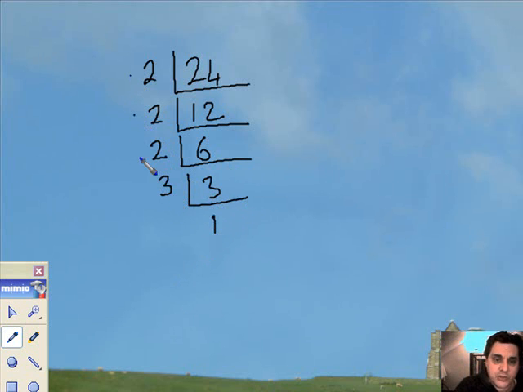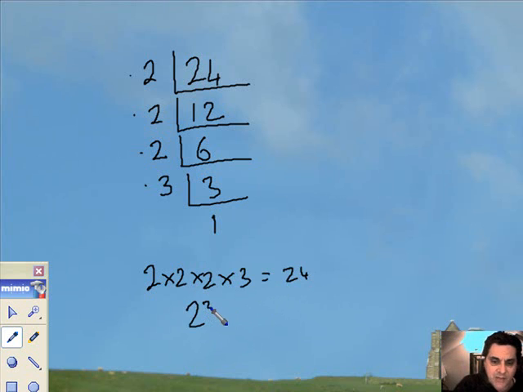What have I got? 2, 2, 2, 3. So I've got 2 times 2 times 2 times 3 makes 24, just like on the previous page. Writing it in index form, we've got 2 to the power of 3 multiplied by 3 is 24. Okay, I think I'll do another one.